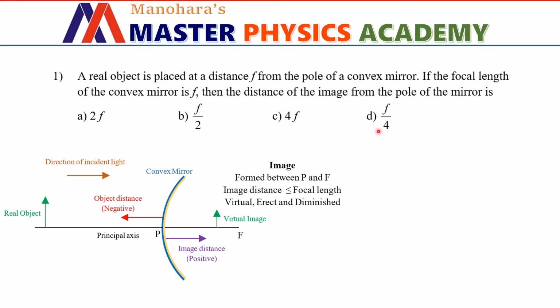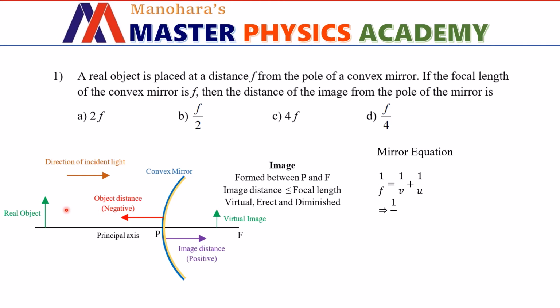For this, we must use the mirror equation, which is given by 1/f = 1/v + 1/u, where f stands for focal length, which is given as f here. v stands for image distance, which has to be calculated. u stands for object distance, which is given as f in terms of magnitude, but it is measured against the direction of incident rays. Hence, it has to be taken negative.